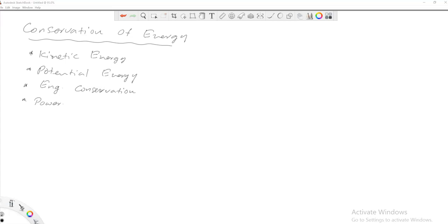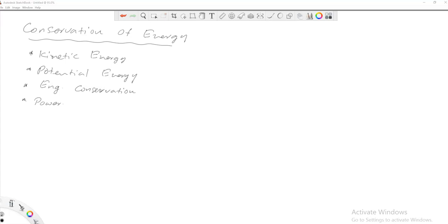Okay, hello everyone. So we are starting a new topic, conservation of energy. You already have an idea what energy is. Energy is the ability to do work. In the previous discussions, we briefly mentioned one type of energy. Now there are many different types of energies that we discuss in physics.